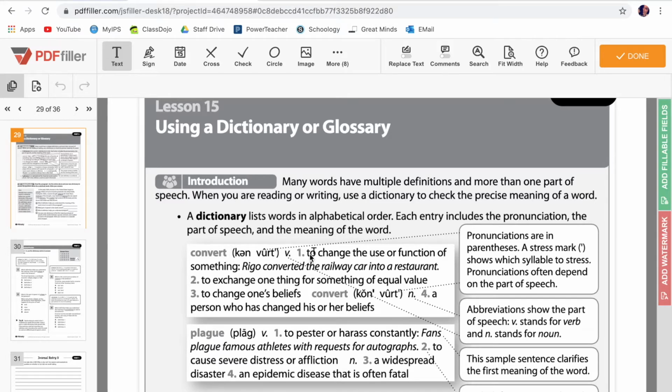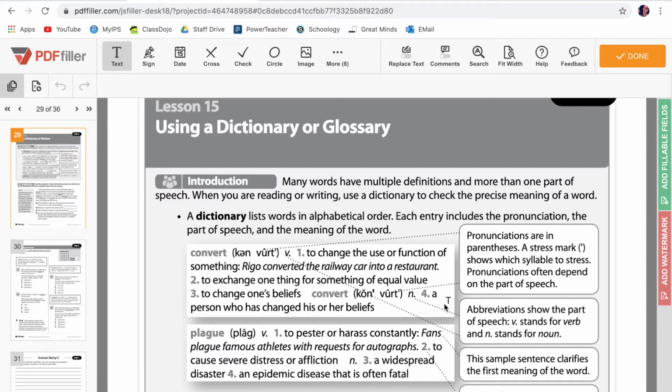The definition, there's more than one definition to these words, right? So the first definition is to change the use or function of something. Then here we see this sample sentence clarifies the first meaning of the word. So Rigo converted the railway car into a restaurant. So he changed the railway car into a restaurant. He converted it. 2 is to change one thing for something of equal value, or 3, to change one's beliefs. And then there's convert, which you can see it's convert, and convert is a noun, which is a person who changes his or her beliefs.